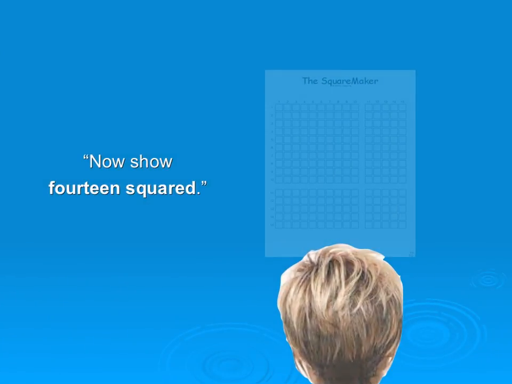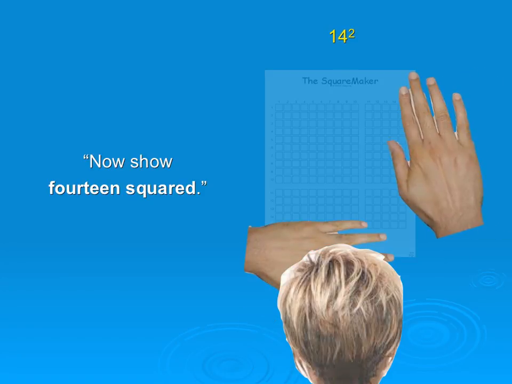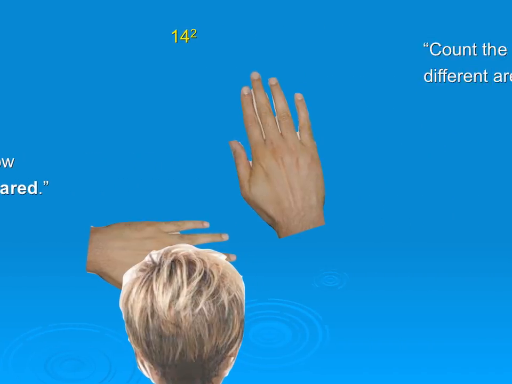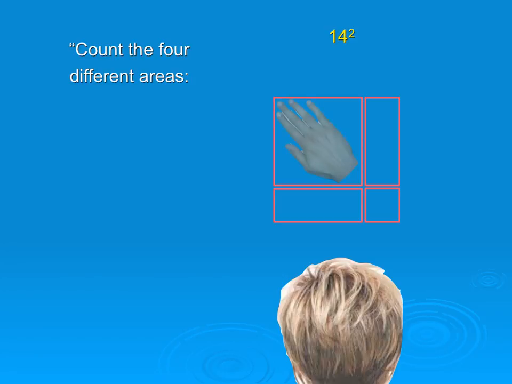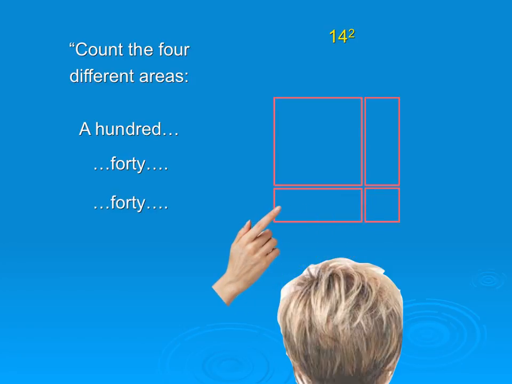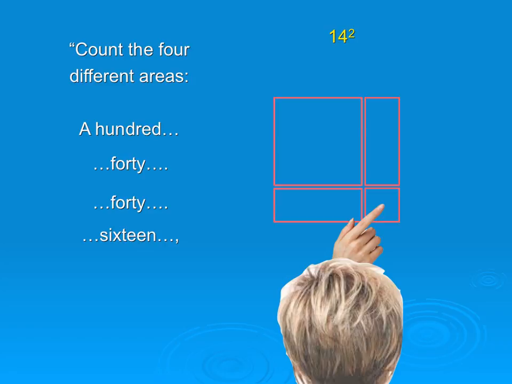Now, show 14 squared. We've done this one before on the paper. Now let's do it in your imagination. Count the 4 different areas. Of course, we got the 100 there. Up there, we've got 40. What about down here? Another 40. And in the corner, 16. Altogether, that makes 196.